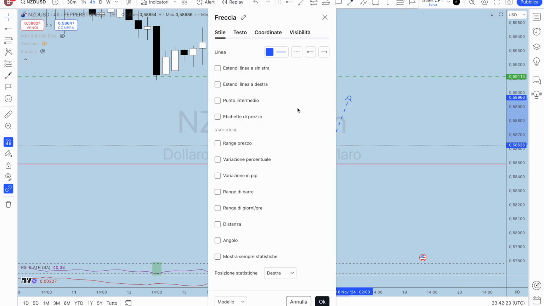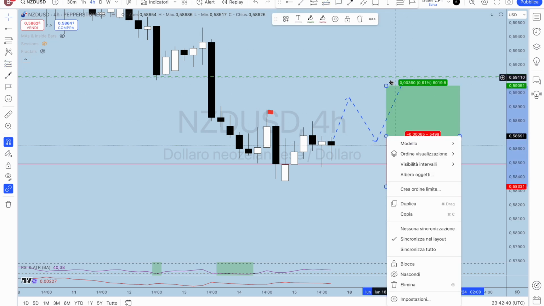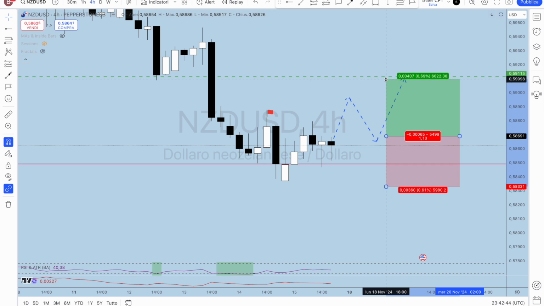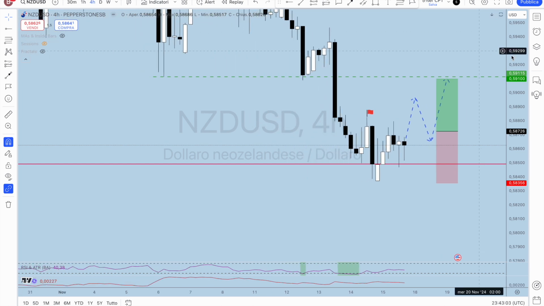A move that breaks this swing point, a retest, and a move to the upside. So let's get the trading tool. Again, this is my target. I'm always leaving a couple of pips for targets and stop loss just for the spread, and this is 1-to-1. So this is my potential trade for next week. Let's see how it goes.